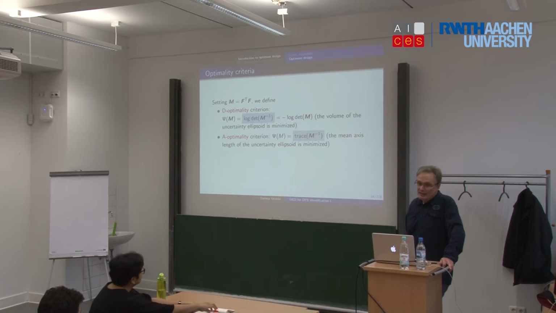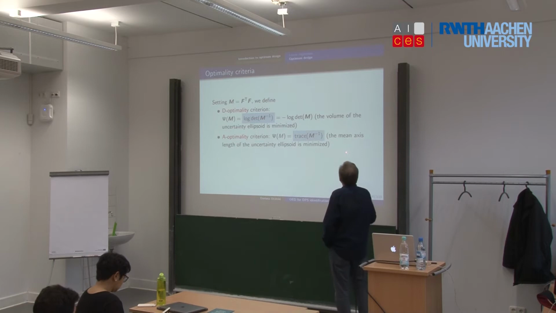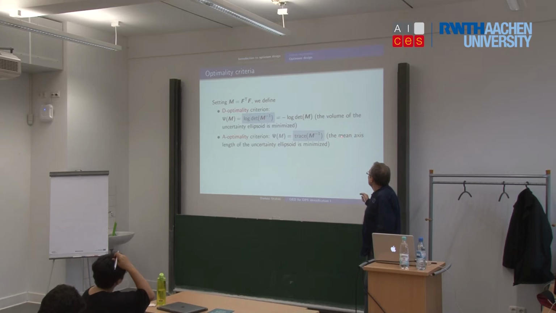The next criterion is the A optimality criterion. We can minimize the trace of the inverse of the information matrix. This means that we minimize the mean axis length of the uncertainty ellipsoid.